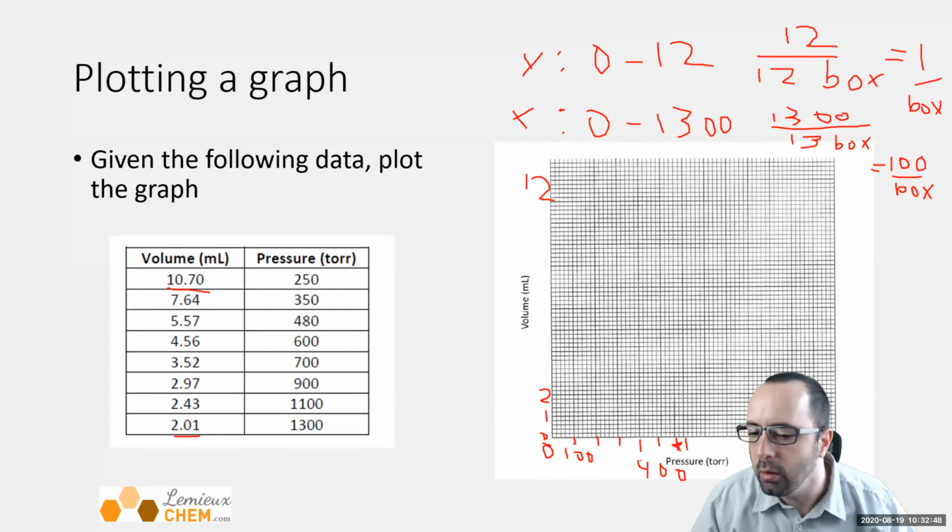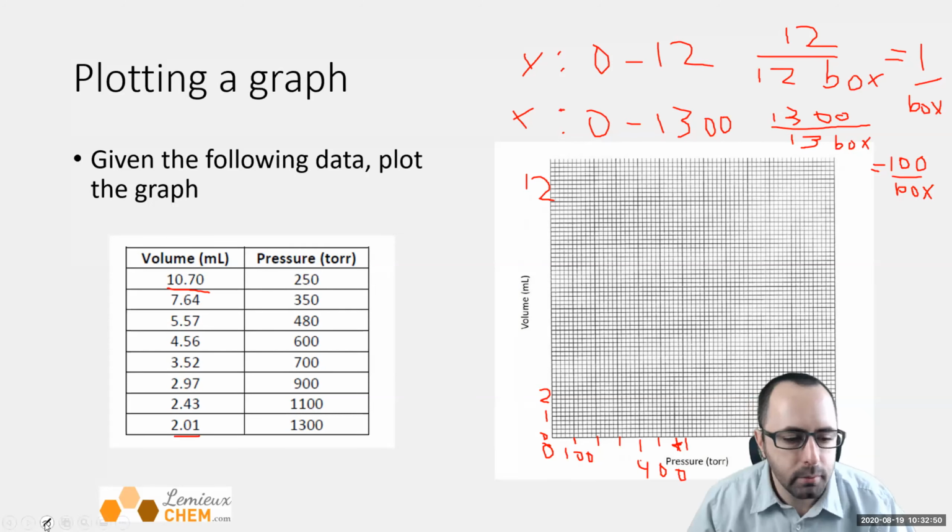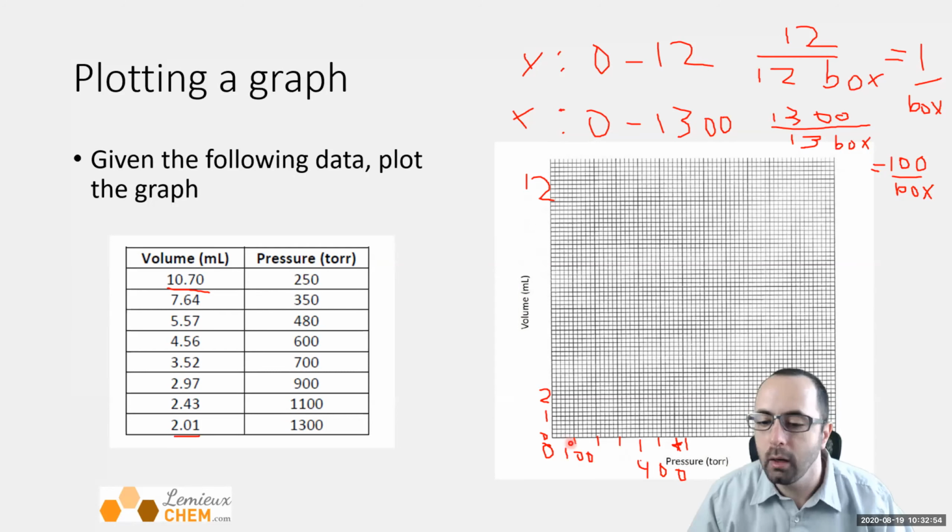Let me get my laser pointer out. So this is 100. This one is 200. This one's 300. This one's 400. This one's 500 and so forth. So now we can start to plot our points.